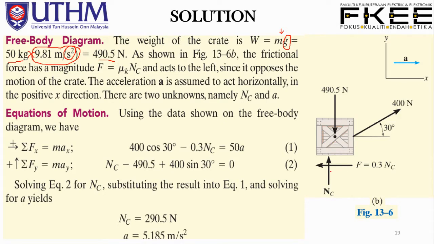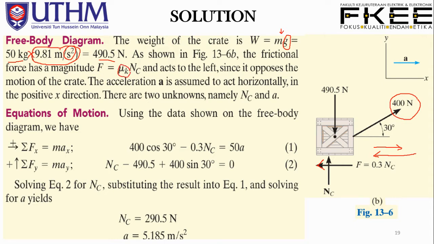So this is over here. So this is the frictional force. Since the direction of the crate is to the right, caused by this force, the frictional force magnitude is actually acting to oppose the direction of the crate. So this means it opposes, to the left.